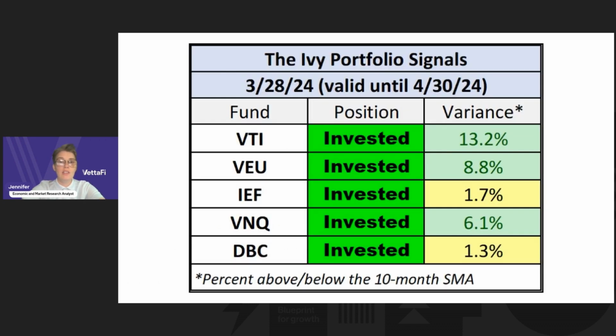All right, so diving into the data. Now that March has ended, we can look at the updated signals for each of the 5 ETFs in the table shown here. At the end of March, all 5 ETFs closed above their 10-month moving averages, so the signal is to hold each one. The table also shows the percentage above the moving average for each fund. I've highlighted those positions that are less than 2% from a signal to put a little bit of emphasis on those funds that are close to reversing positions, like the IEF and DBC funds.